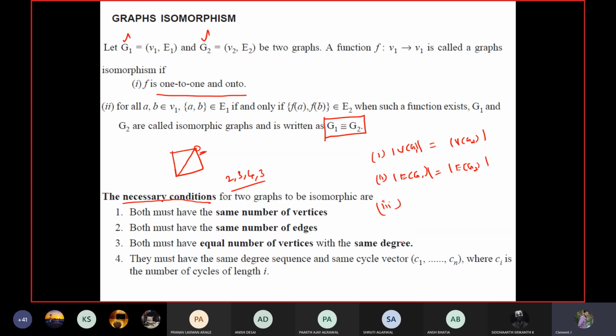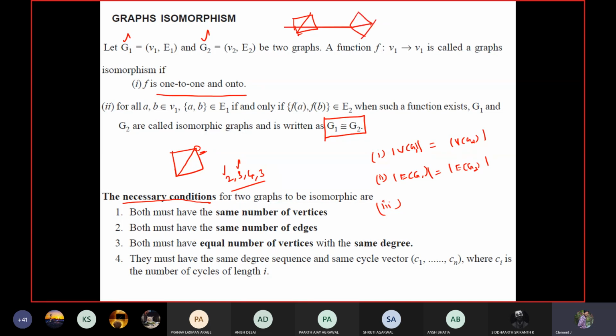More particularly, for example, if a 2-degree vertex is adjacent to a 3-degree vertex, that should hold in the isomorphic graph also. The 2-degree vertex is adjacent to the 3-degree vertex; it should not be adjacent to a 4-degree vertex. So the concept should be the same, satisfying this kind of property. Usually they give the same shape of the graph, sometimes they give a different drawing of it.